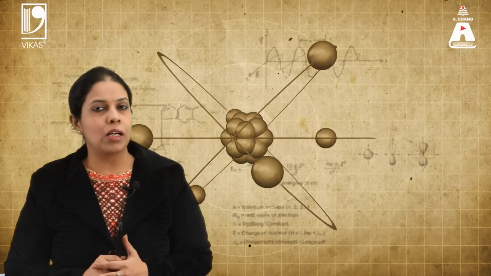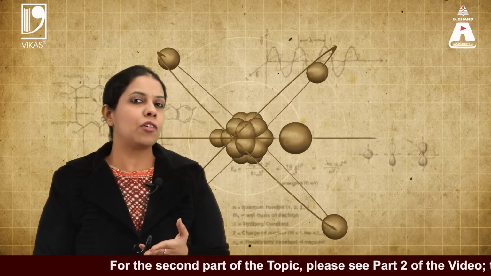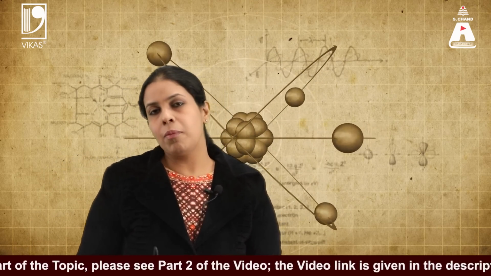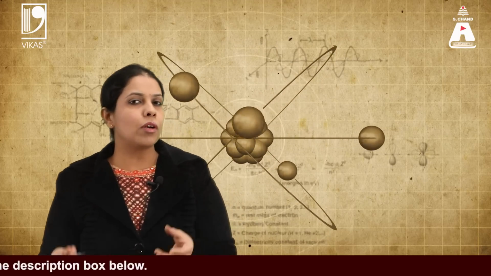This ends our first part where we have considered the three periodic properties: atomic and ionic sizes, ionization energy, and electron affinity. In the coming second part, we will be discussing some more properties like electronegativity, polarizability, and so on. So I'll see you in the second part.